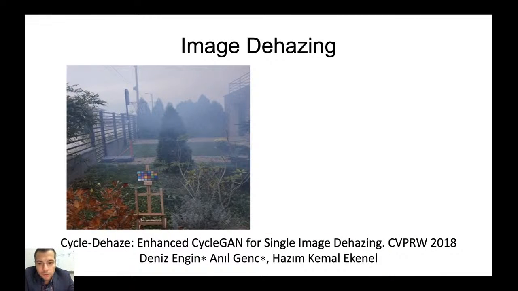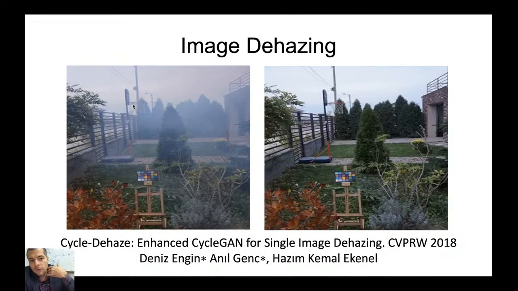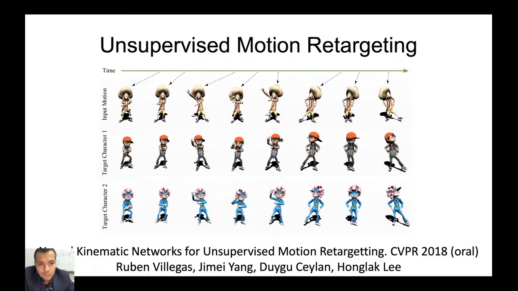You can also apply it to image dehazing. So there is this task where you have images with haze and you want to remove it. So you can apply CycleGAN to translate. You just need a bunch of images with haze and other images without, and you can learn to translate and to dehaze images. It has also been used for unsupervised motion retargeting.